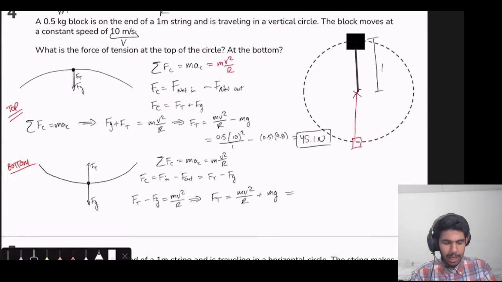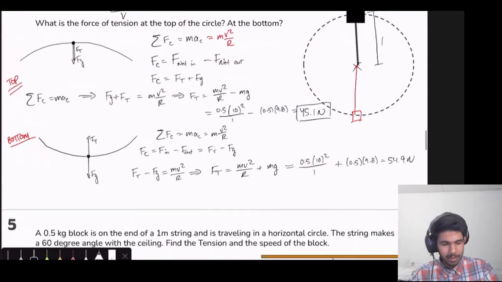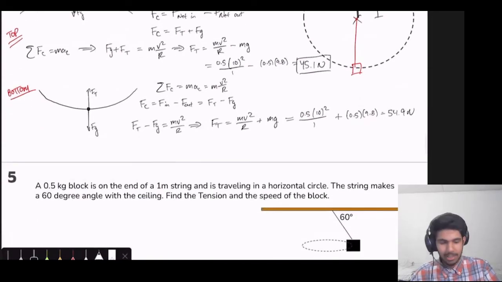And again, we have all of these quantities, we can just plug it in. This is 0.5 times 10 squared all over 1 plus 0.5 times 9.8, and this should give us 54.9 newtons, I believe. Let me just double check. I realized my picture was in the way. Yes, 54.9 newtons.